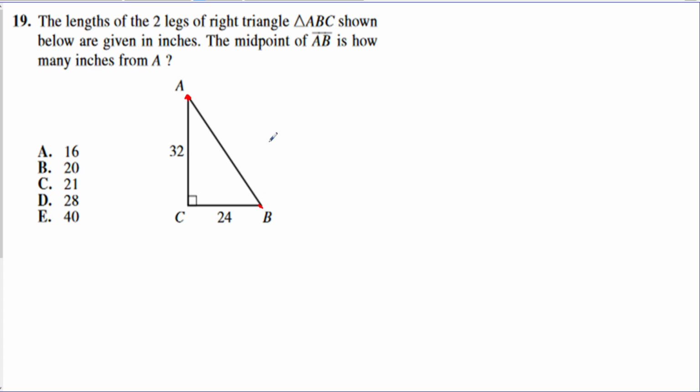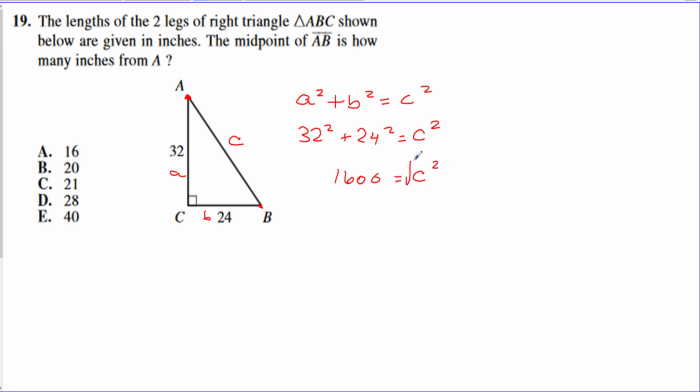AB is the hypotenuse. So if we use the Pythagorean theorem, we can say a squared plus b squared is equal to c squared, where the hypotenuse is c and the legs, whichever way you want to do it, are a and b. Okay, so I'm going to say that 32 squared plus 24 squared is equal to c squared. If you go to your calculator and type in 32 squared plus 24 squared, you get 1600 is equal to c squared.